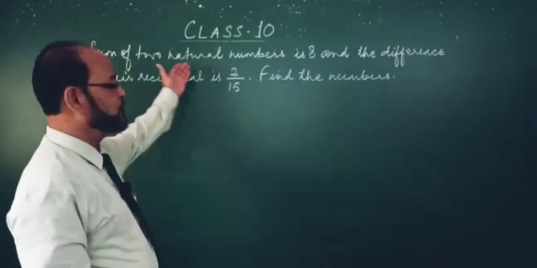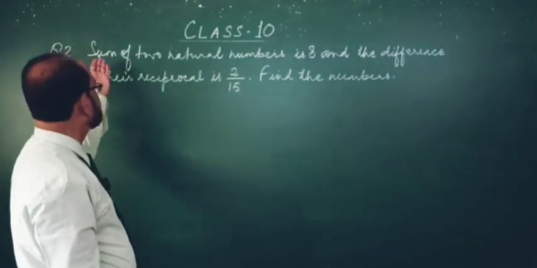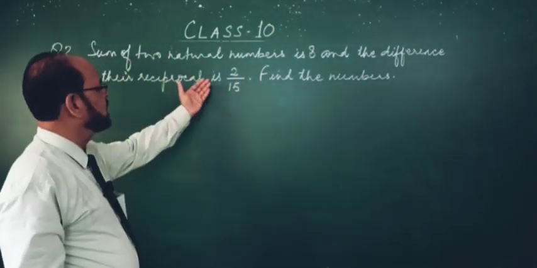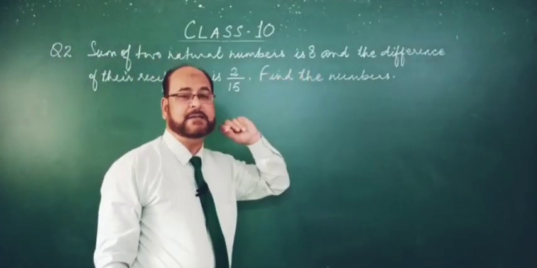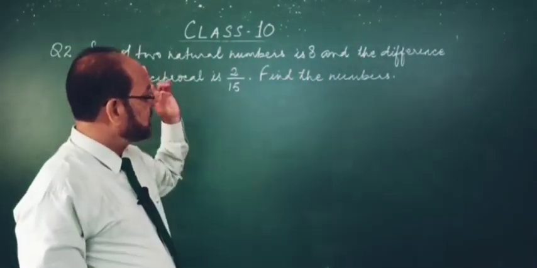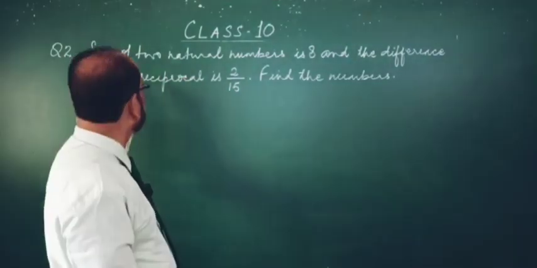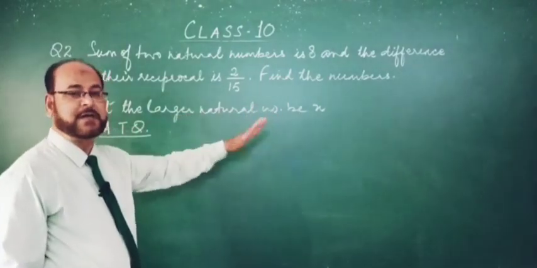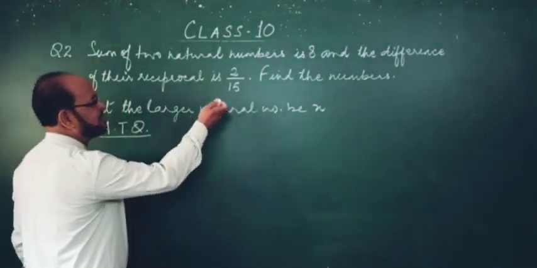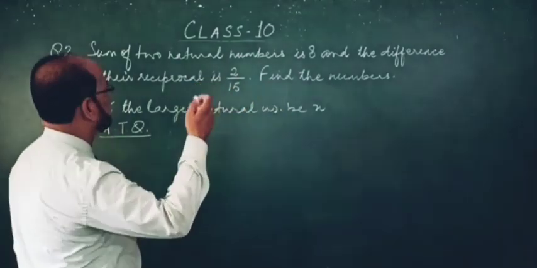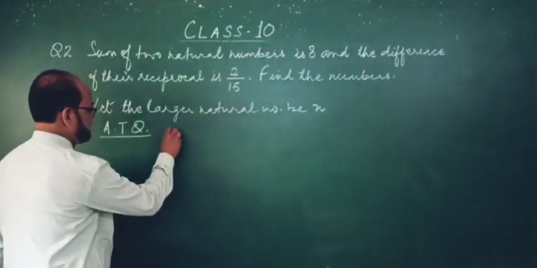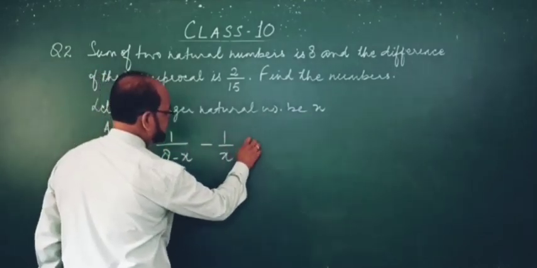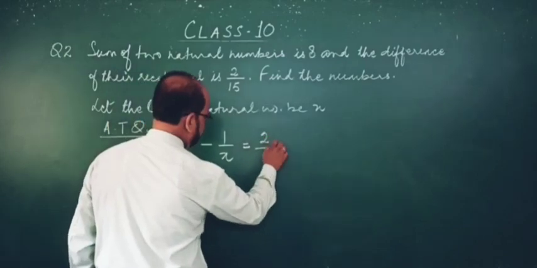Alright, this is the next question which I have taken for reference. Sum of two natural numbers is 8 and the difference of their reciprocal is 2 upon 15. Find the numbers. So what we have to find? Two natural numbers. Let the larger number be x. Now according to the question, what is given? The difference of their reciprocal. So we will write 1 upon 8 minus x minus 1 upon x equals 2 upon 15.